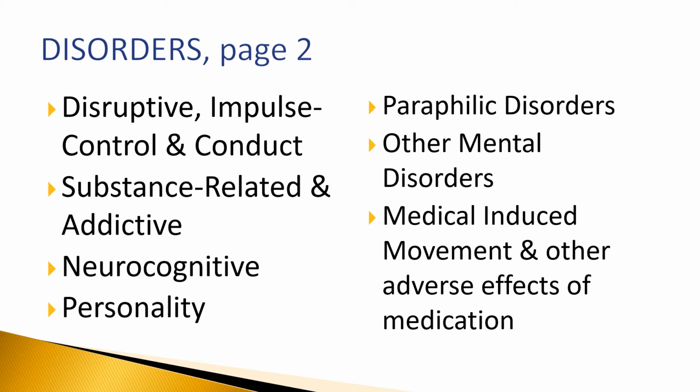Personality disorders are organized by cluster. Cluster A includes paranoid personality, schizoid, and schizotypal personality disorders. Cluster B includes antisocial, borderline, histrionic, and narcissistic disorders. Cluster C includes avoidant, dependent, and obsessive-compulsive disorders.